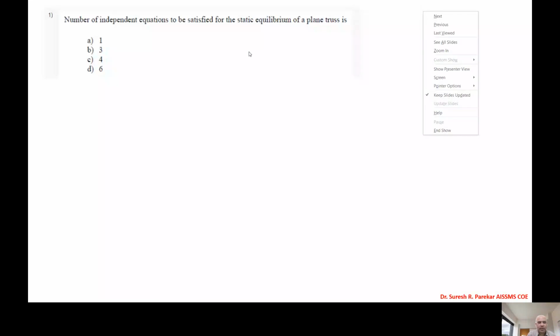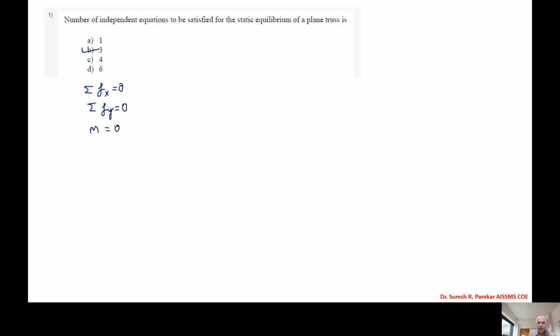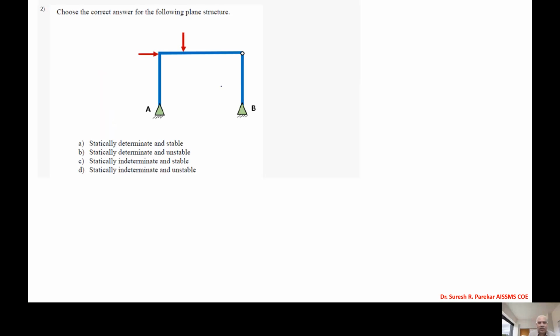Now in this we have the first question: the number of independent equations to be satisfied for the static equilibrium of a plane truss is 3, because we have 3 equations of equilibrium. We have Fx = 0, these are independent, Fy = 0, and third we have moment = 0. So these are the 3 equations which we have for trusses. Choose the correct answer for the following.